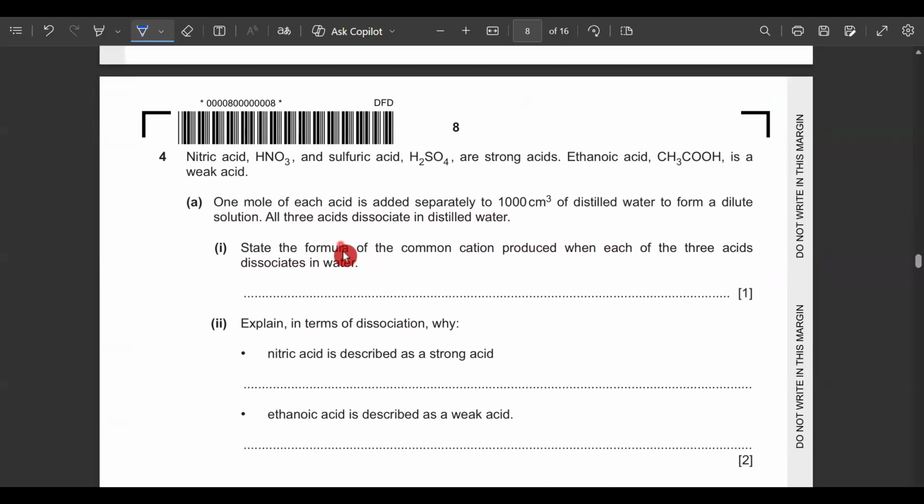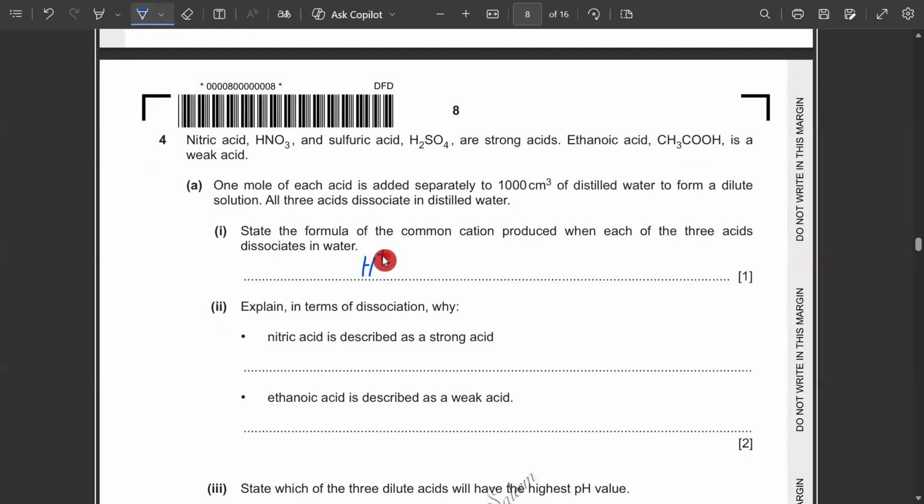Okay, so what is the name of that ion that is formed when these acids are added into the water? That is the hydrogen ion, because whenever an acid is dissolved in water, it produces the hydrogen ion. And you need to write the formula. So this is the formula, H+.